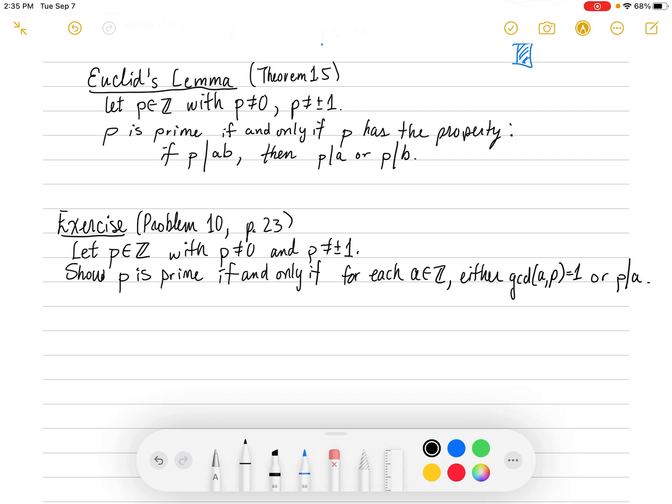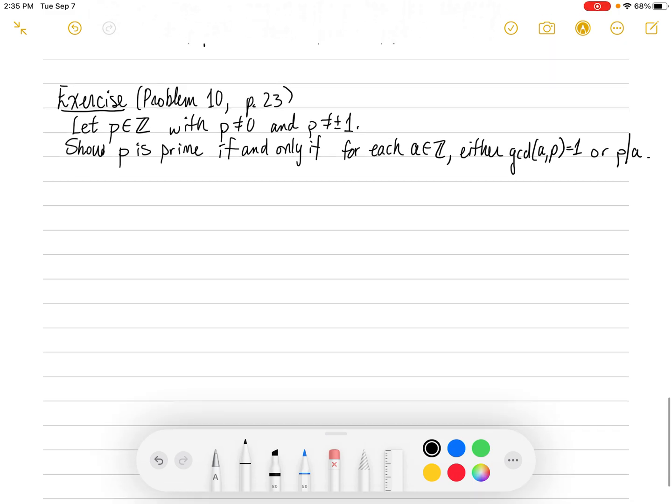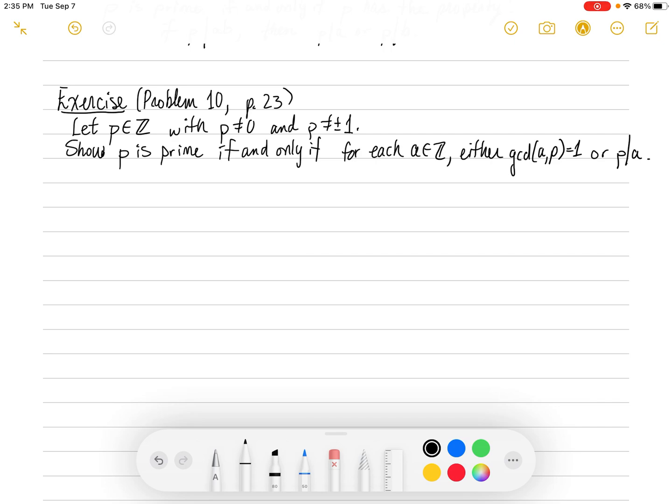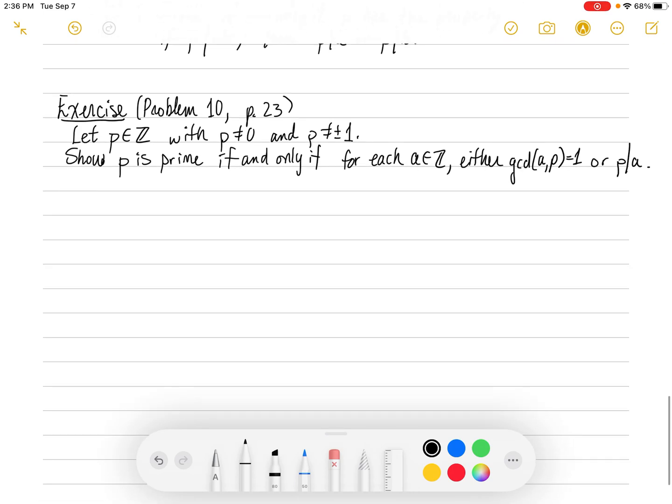So we want to follow up. We want to do an exercise. This is exercise 10 from our book, page 23, from the 1.3 section. It says, let p be an integer, p not 0, and p not plus or minus 1. So here's another characterization of a prime p. p is prime if and only if for every single integer a, the greatest common divisor of a and p is 1, or p divides a.